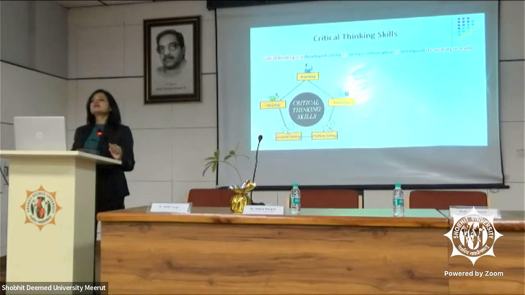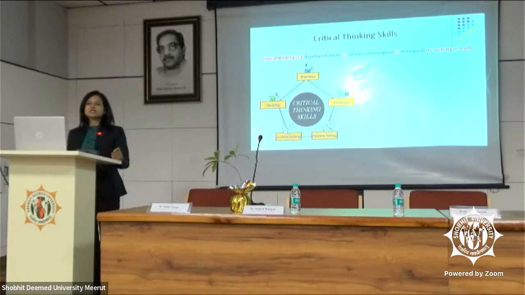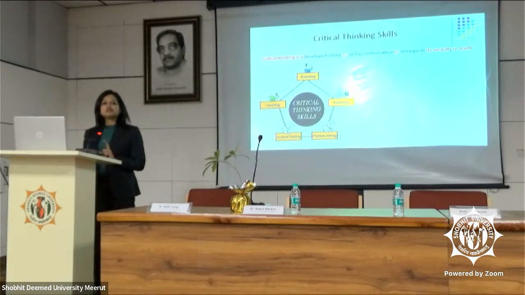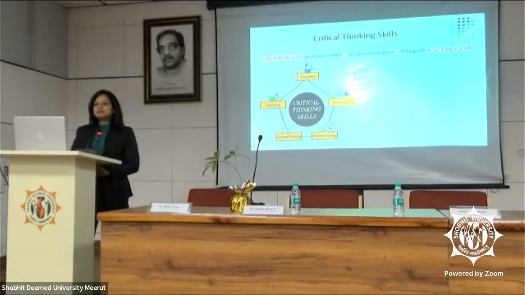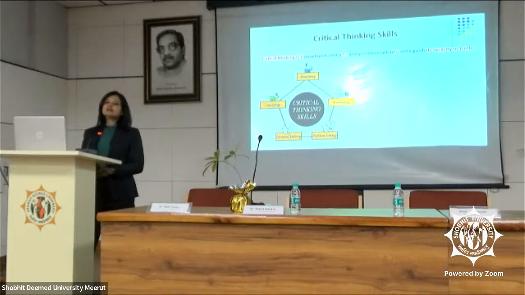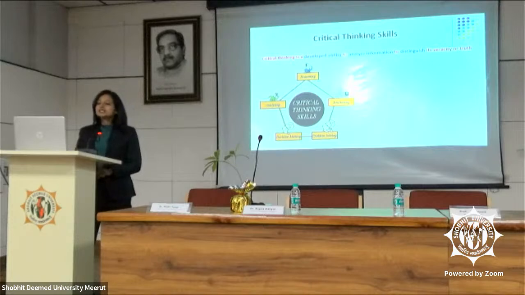I'll be giving you some real life examples, real life stories. You'll be able to relate to it more. So here you can see critical thinking skills. There are 5 important factors. Somewhere you can find 6, 7, all the elaborated ones, but 5 are the basic essential features: analyzing, reasoning, evaluating, problem solving, and decision. So these are the 5 steps, 5 critical thinking skills.